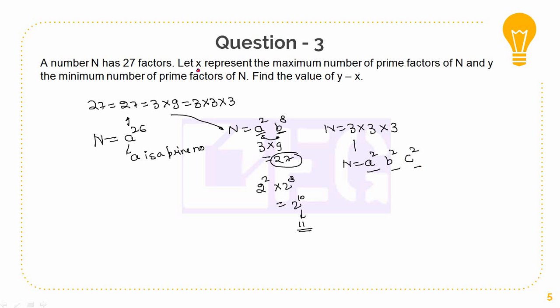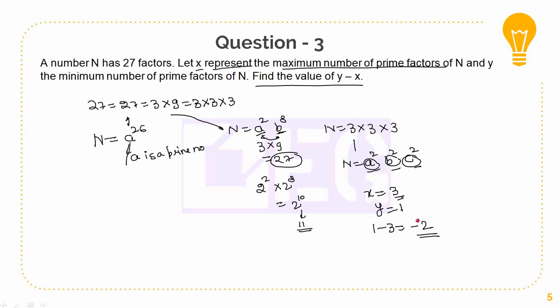Now we want to find, let x represent the maximum number of prime factors of n. Maximum number of prime factors, that means there will be 3 prime factors. So the value of x will be equal to 3. And y the minimum number of prime factors. Minimum means 1. So y is equal to 1. And we want to find the value of y minus x, that will be equal to 1 minus 3, which will be equal to minus 2. I hope this question is clear.